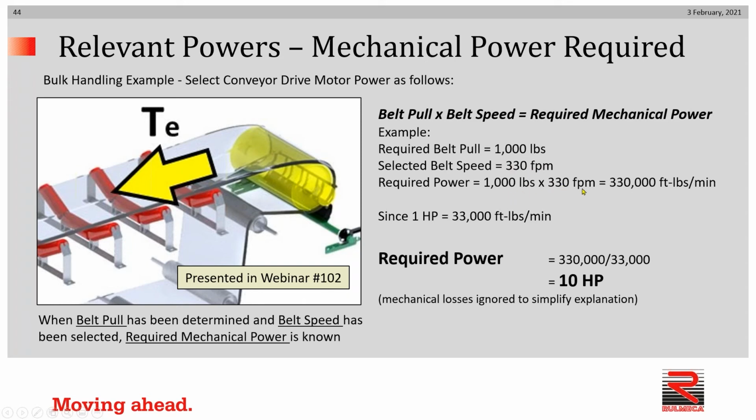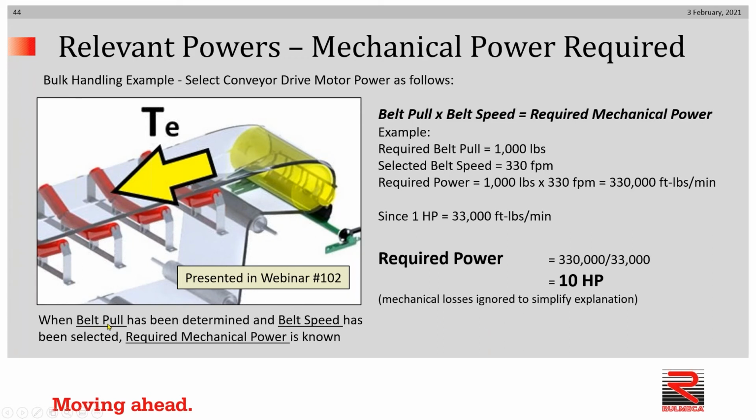The product of these two gives us the required power. 1,000 times 330 equals 330,000 foot-pounds per minute. We know how to convert that into horsepower using this equation. So our answer is expressed in horsepower, and it comes out to the number 10: 330,000 divided by 33,000. To simplify this explanation, we've ignored mechanical losses within gears and so forth. We want the math to come out easy so as to have all of the viewers grasp the concepts.